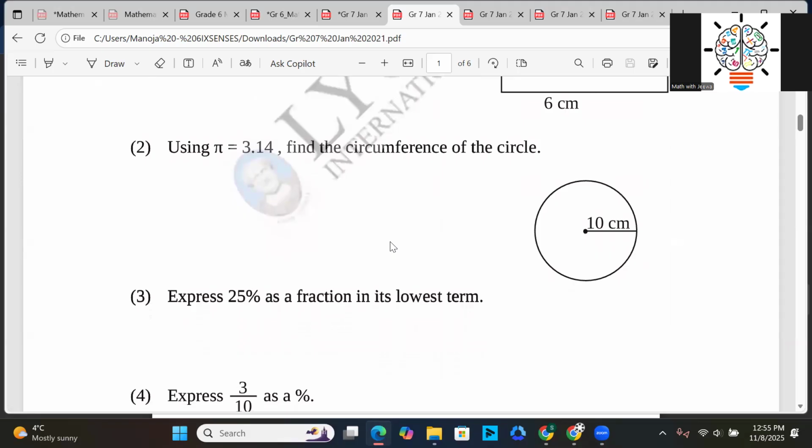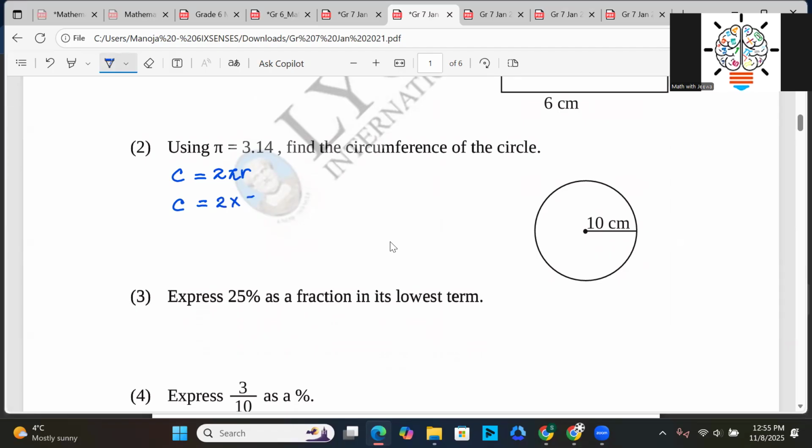So then we will move to the 2021 paper and see what are the questions we have in this one. So then here we want to find the circumference of the circle. So then you have C equal to 2πr. Then I write C is equal to 2 times π times r. So then here it is equal to 2 times 3.14 times 10.